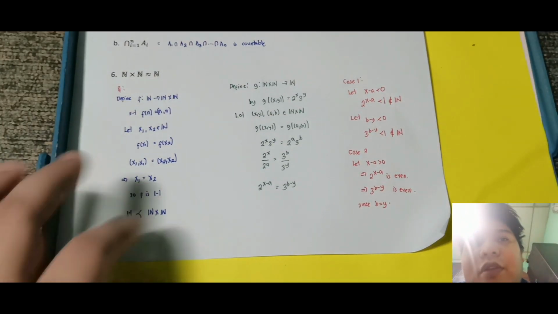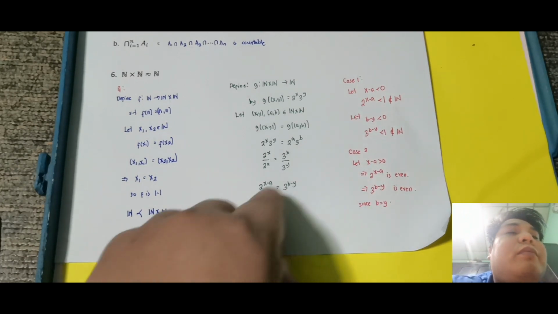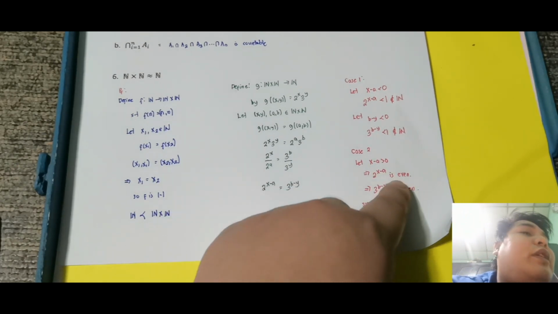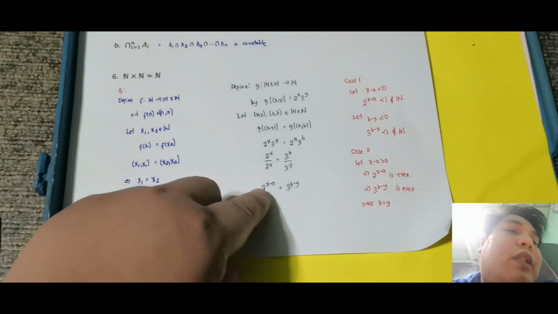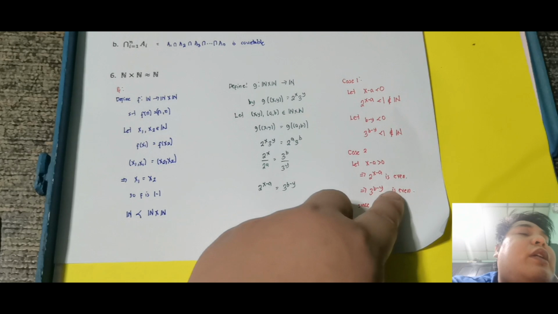Okay, so nakita ko na, no? So, ulitin ko lang. If x is greater than a and greater than 0, then this implies that 2 raised to x minus a is always even. Ngayon, since alam natin na even to, dapat even din to. So, this implies na yung 3 raised to b minus y is even.